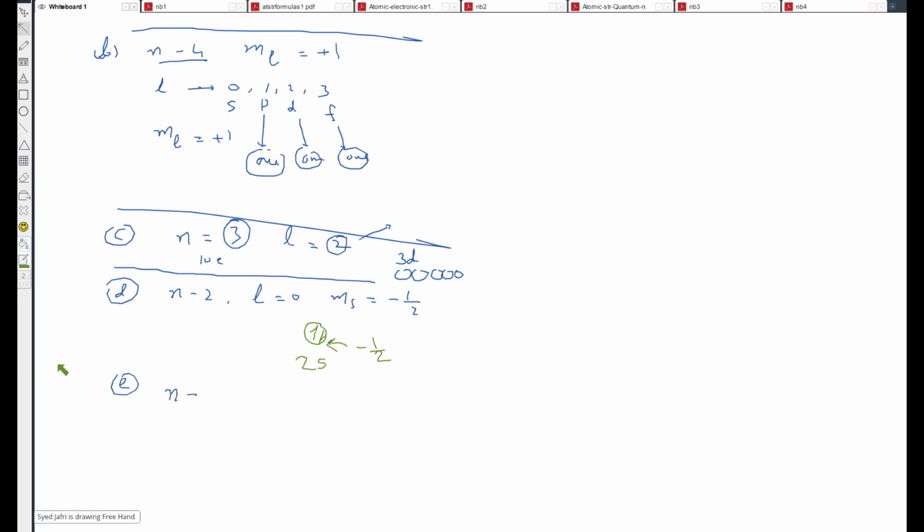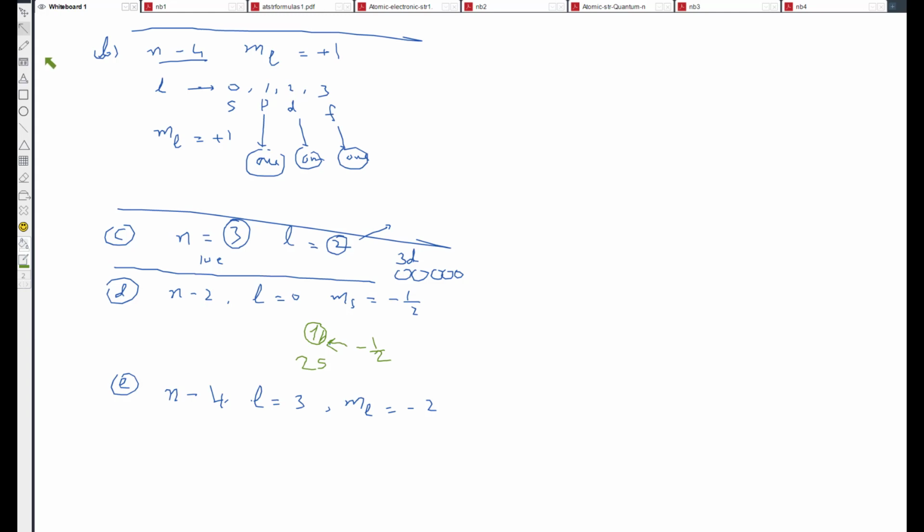Okay, now let's try this one. N is equal to 4, L is equal to 3, and Ml is equal to minus 2. Now you do it, not only give the answer, but also show where the electron is.